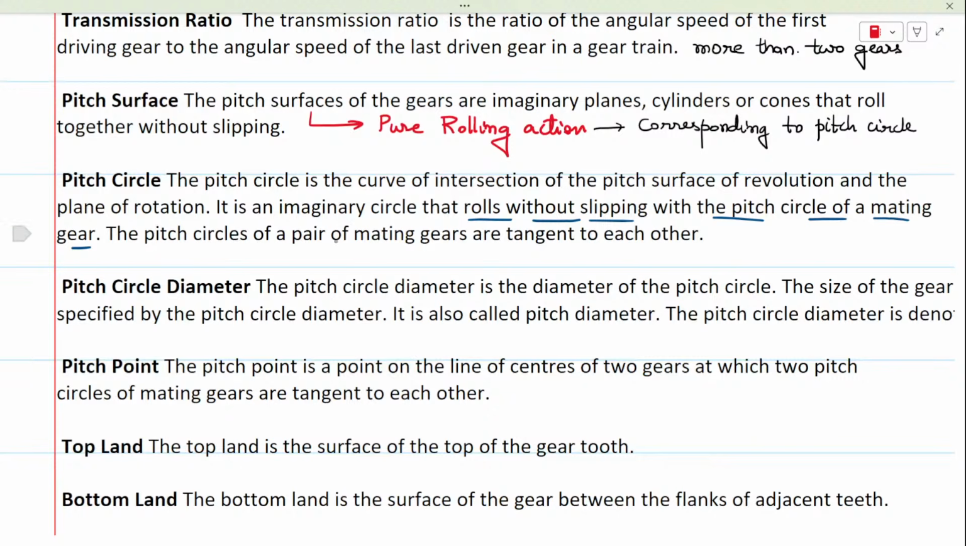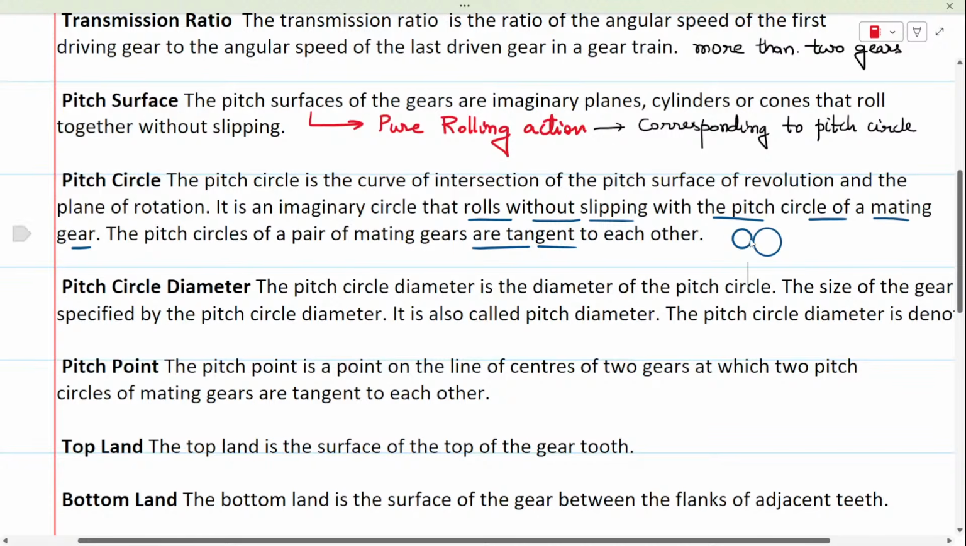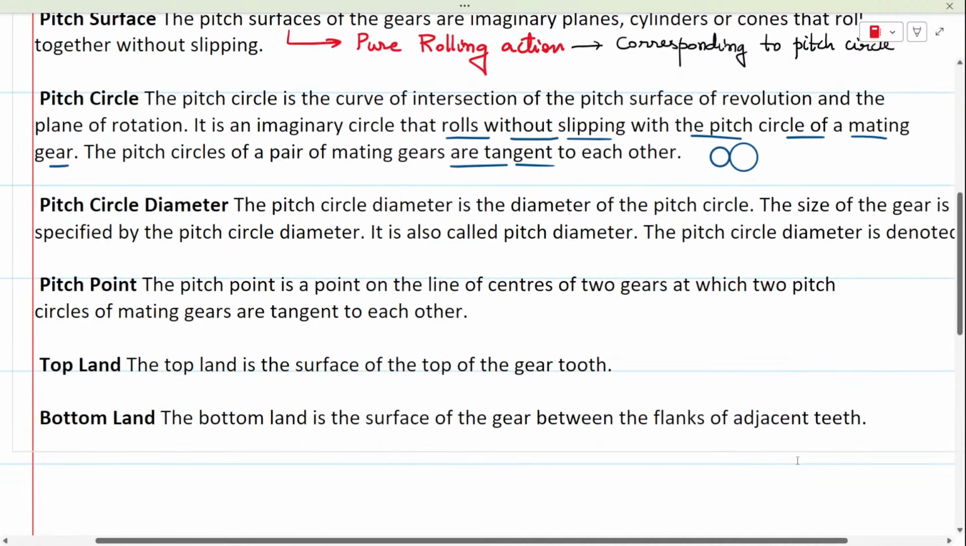The pitch circles of a pair of meeting gears are tangent to each other. Remember that. The pitch circles will be tangent to each other. They will never intersect. They will be touching each other. They will be tangential to each other. That's the point you are supposed to remember.